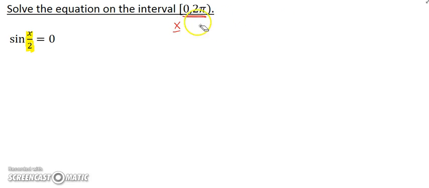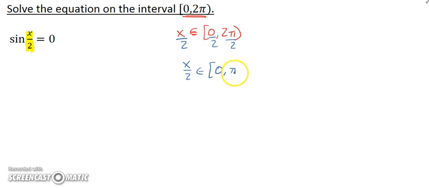I need to make sure that when I get x, just x, I get values that are from 0 to 2 pi. If you've never seen it before, this little symbol here means x is in the set. X is an element of. So when I write this, I mean x is in the interval from 0 to 2 pi. But if I divide that by 2, then x divided by 2 should be in the set 0 divided by 2 is 0, 2 pi divided by 2 is just pi.